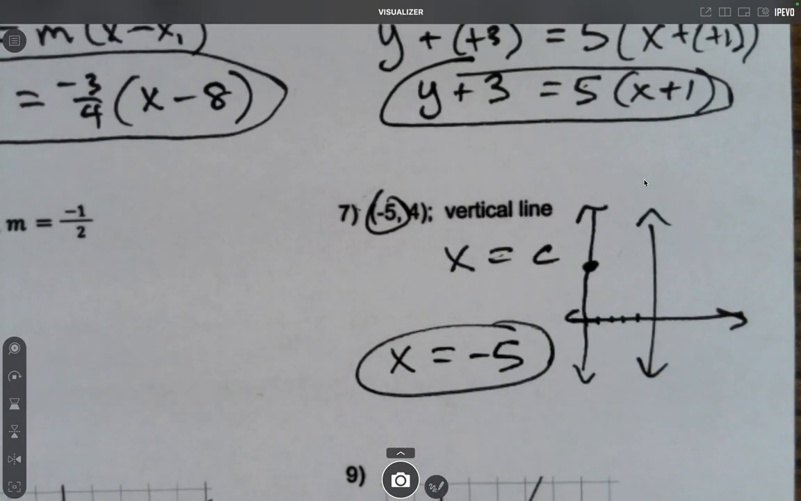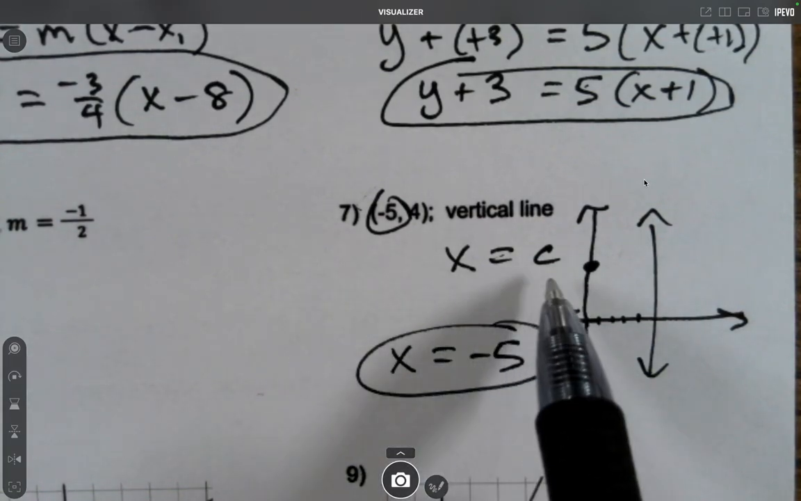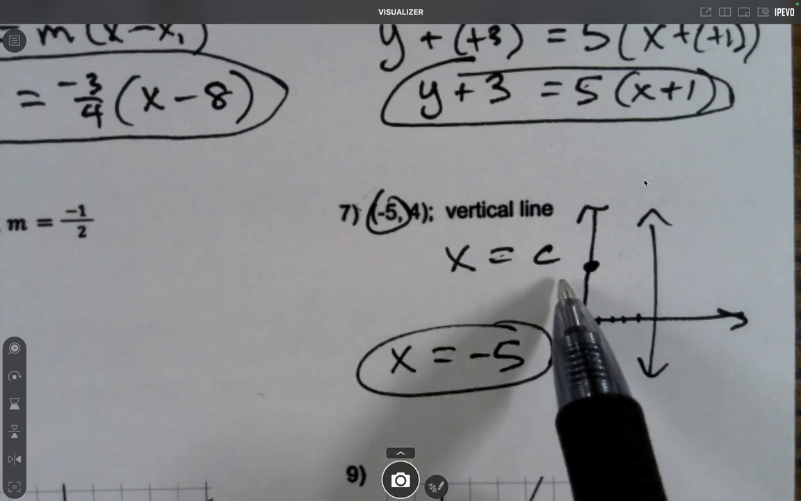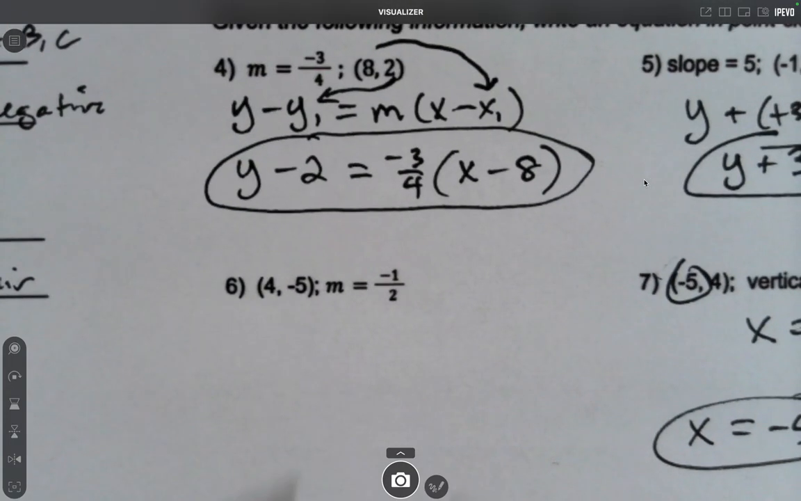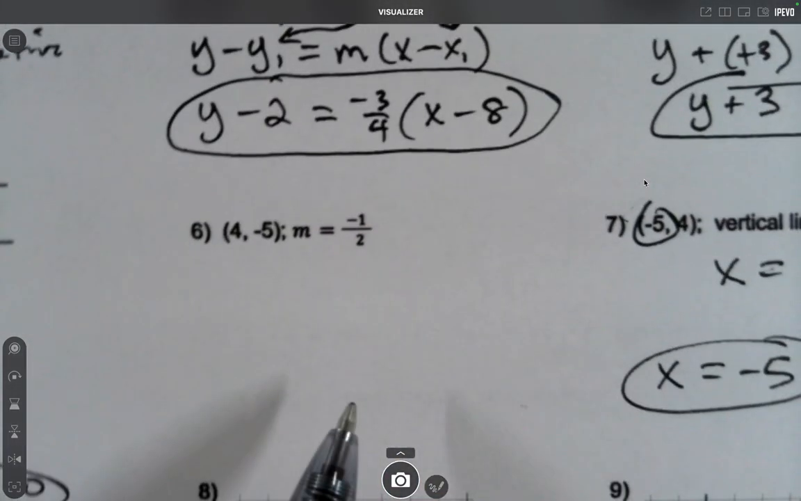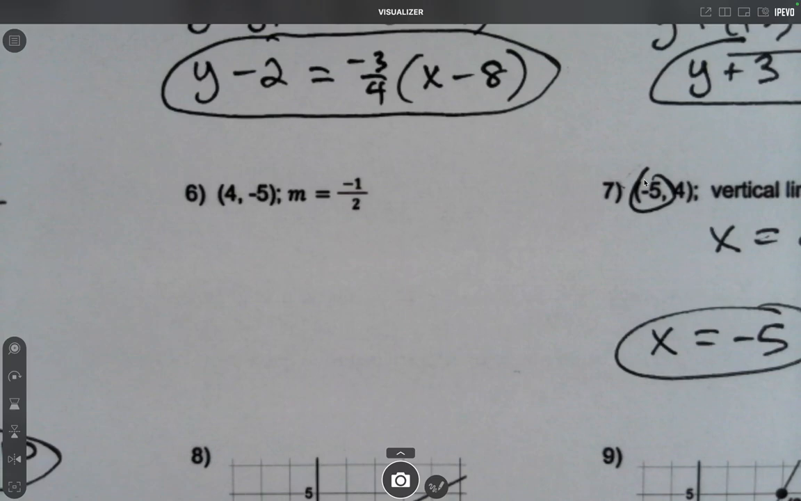Now that's a unique type, the vertical line. It doesn't really look like it's in the form we need, and I understand. But when you have a vertical line, there's really no way around it. A vertical line is always going to be of the form x equals c, and c is whatever value x takes. Now number 6 is a lot more like number 4 and 5, so I encourage you to pause this, try it on your own, then press play when you're ready to see if you got the right answer.